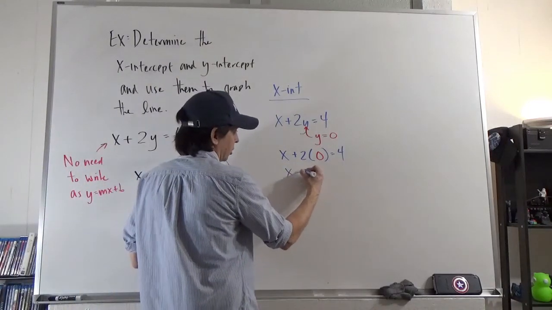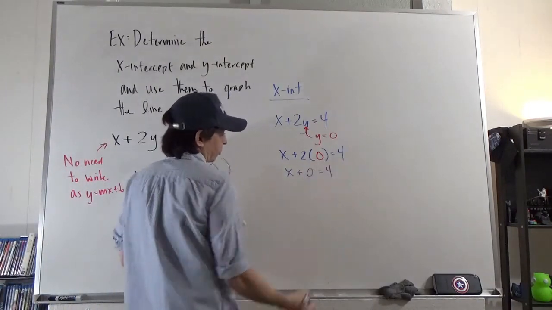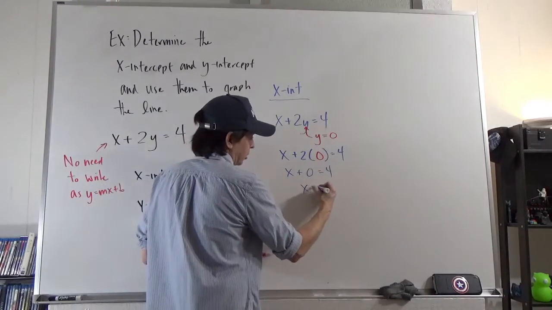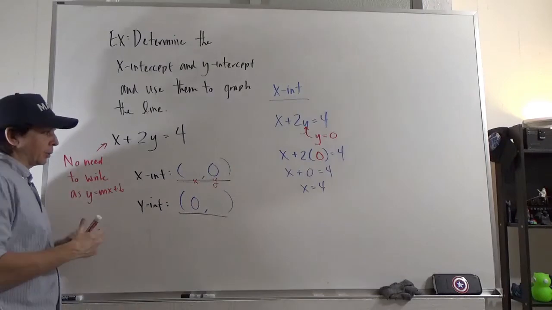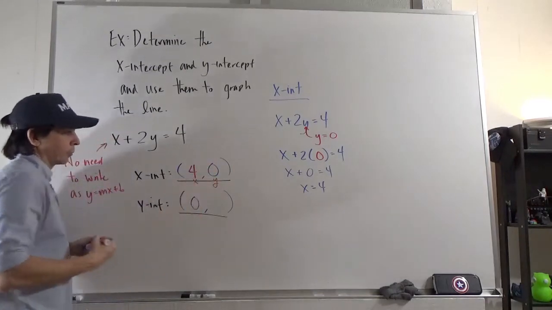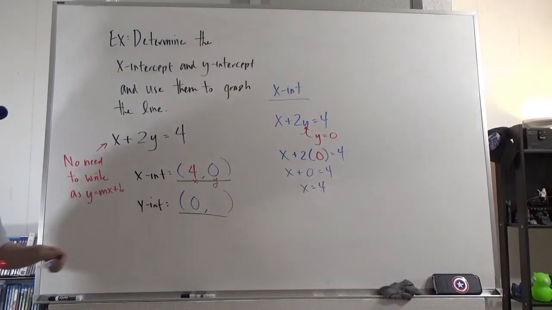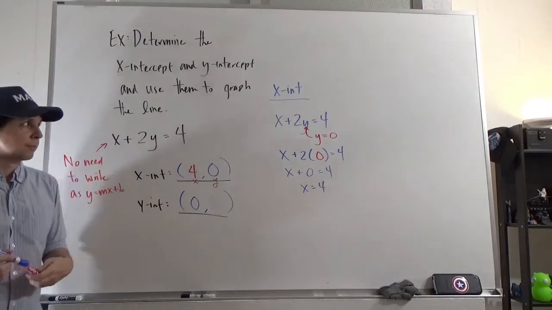Alright, I simplify from there and solve for x. 2 times 0 is 0. x plus 0 is just x. Sometimes you have to solve, moving things to one side and that kind of thing. Anyway, I got x equals 4. So when y is 0, x is 4, and that's my x-intercept right there.